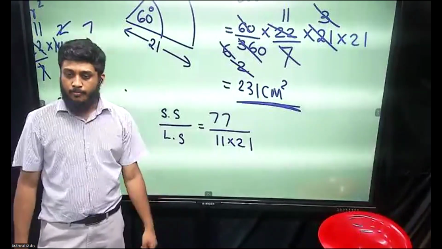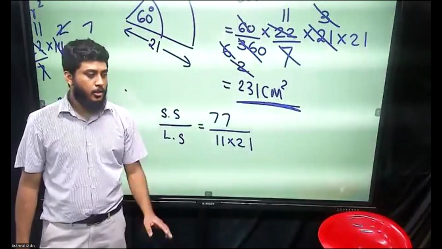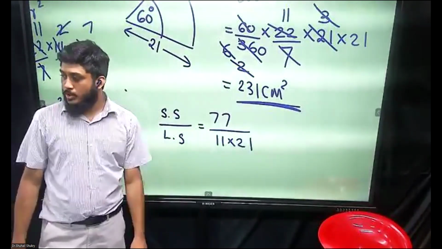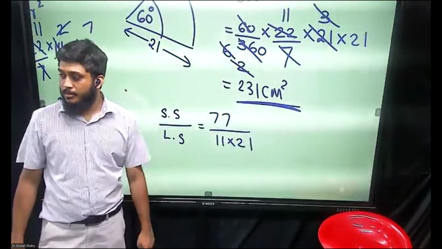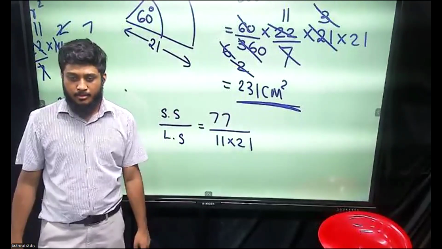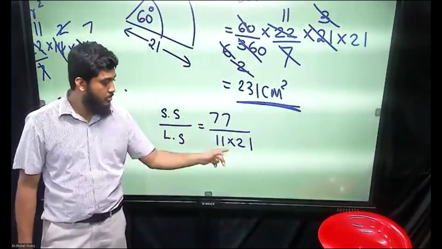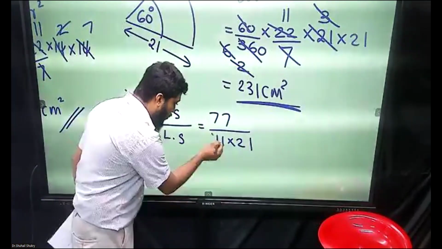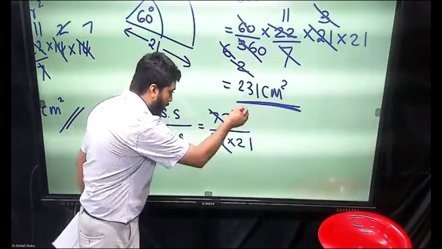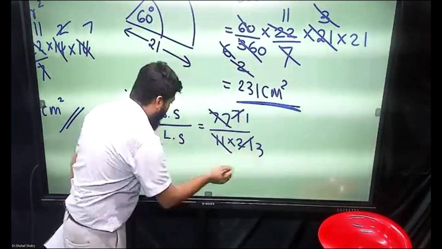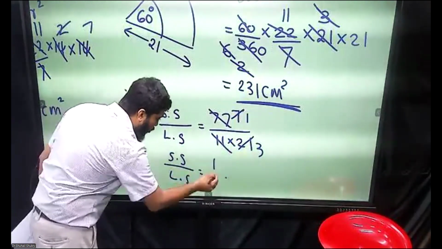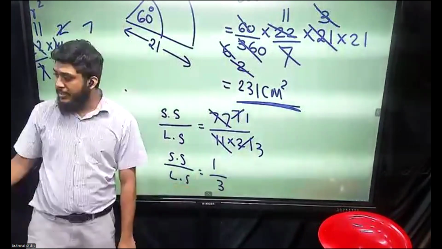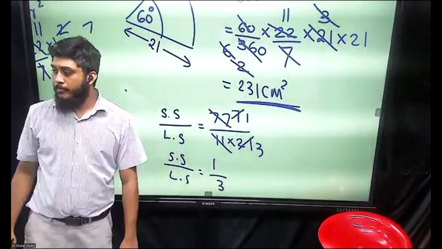Both are the same. Why did I write like this? See, how can I simplify? 7 and 21: 1 and 3. So SS over LS equals 1 over 3. See, will it take even a minute to simplify?